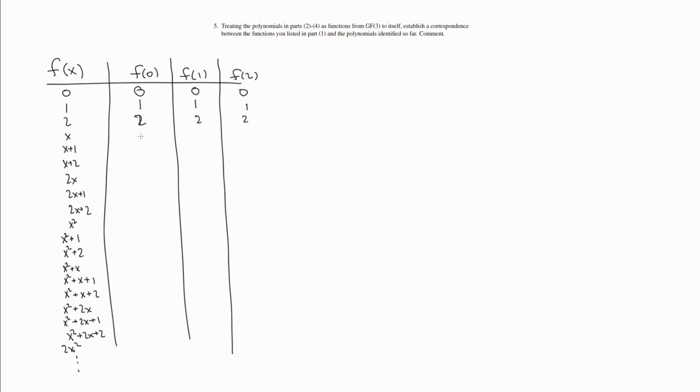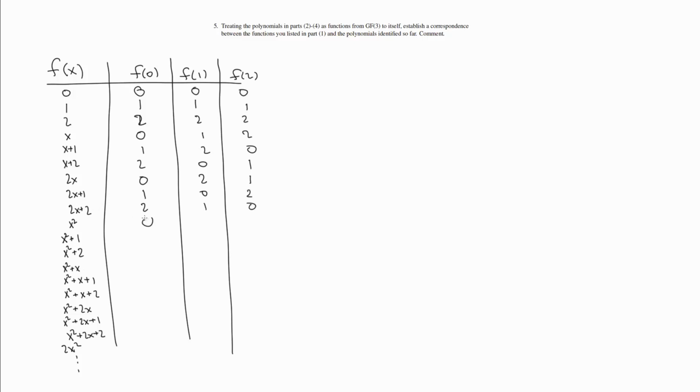Now, for f of x equals x, we get 0, 1, 2. For x plus 1, we get 1, 2, 0. And x plus 2, we get 2, 0, 1. For 2x, we get 0, 2, and 2 times 2, which is 4, which is 1, mod 3. 2x plus 1 gives us 1, 0, 2. 2x plus 2 gives us 2, 1, 0.